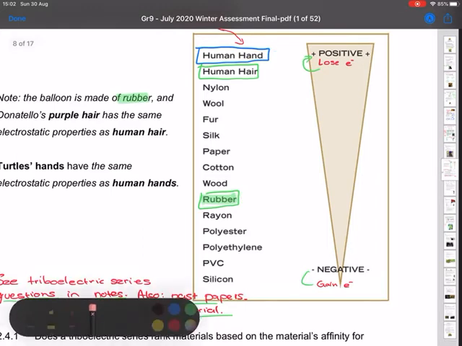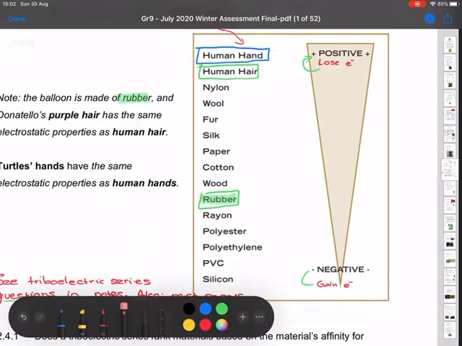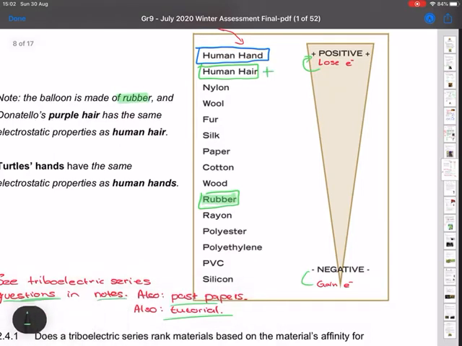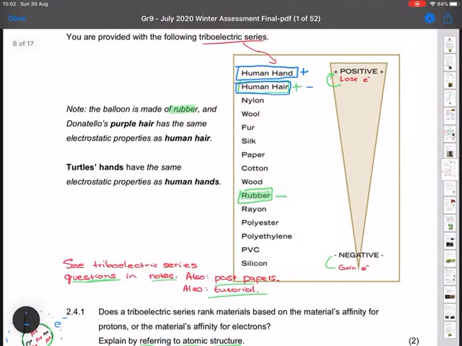We'll go through that one more time quickly. When you've got hair and rubber being rubbed together, the hair is higher up on the table, so hair would become positive because it's higher up, and rubber negative because it's lower down on the triboelectric series. However, if you rub hair and a human hand together, now the hand is higher up and the hair is lower down, so now the hair would become negative and the hand positive. So you needed to rub it against a human hand or a turtle hand, because we did tell you that turtle hands have the same properties as human hands.